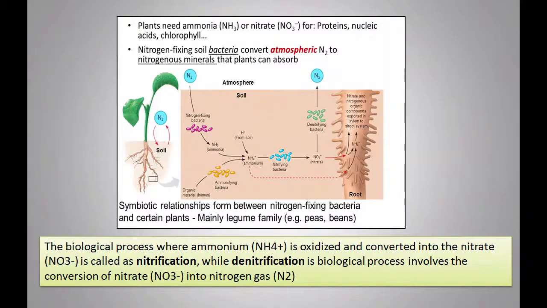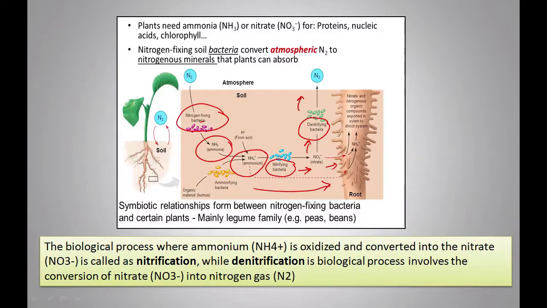In the picture you can see how atmospheric nitrogen, with the help of nitrogen fixing bacteria, gets converted to ammonia, and from ammonia to ammonium in the soil. This ammonium is absorbed by the plants, and with the help of nitrifying bacteria it also gets converted to nitrate, which is also absorbed by the plant. This nitrate, by denitrifying bacteria, again produces N2, which goes back to the atmosphere, and this cycle is repeated.